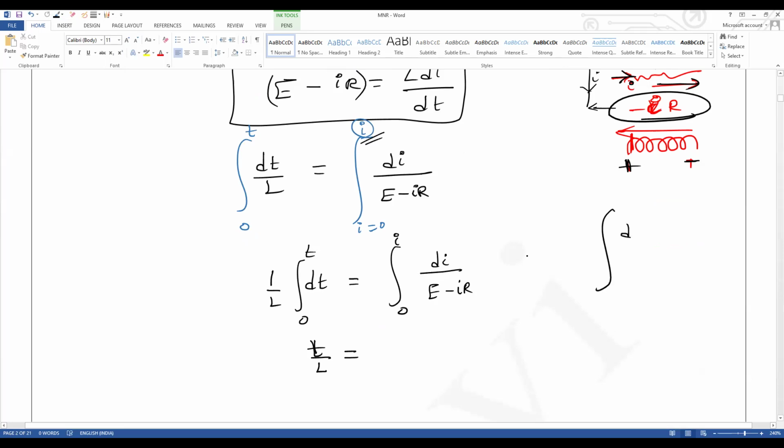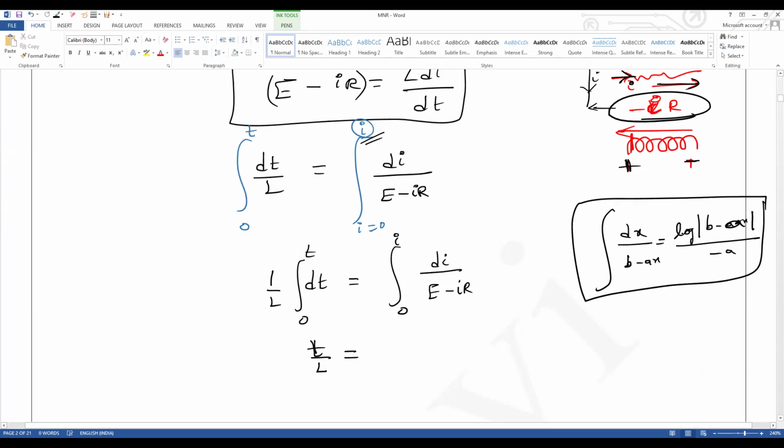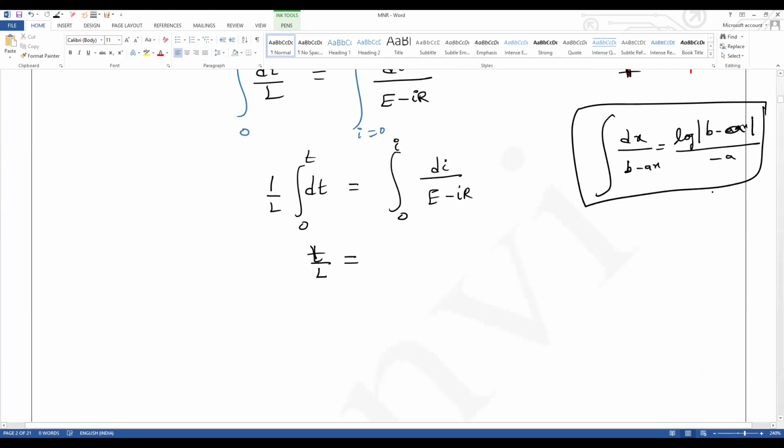Same way, this looks like integral dx divided by b minus ax. See that exactly. So what is the formula? Integral dx divided by b minus ax. Long back we studied. Anybody can tell? Log of b minus ax, divided by minus a. All of you remember the formula? If you are not remembering, I cannot do anything. Yes, brothers, at least remember this formula.